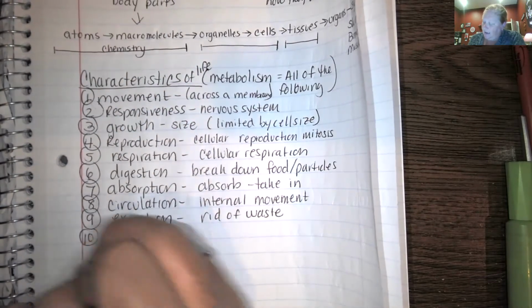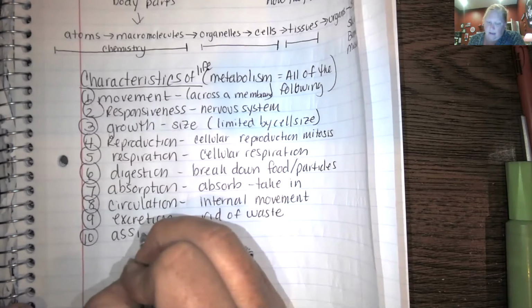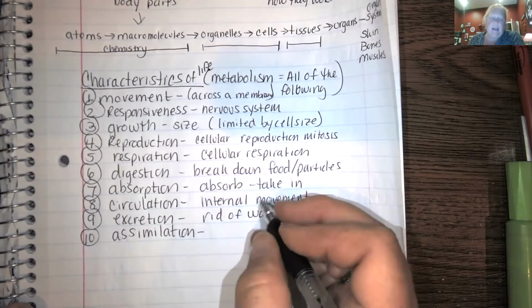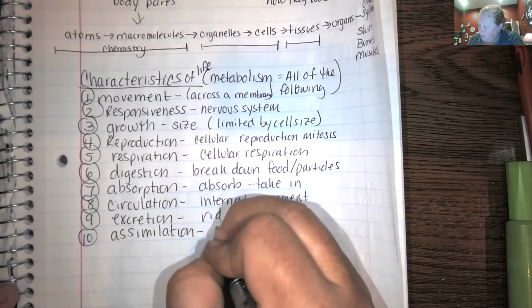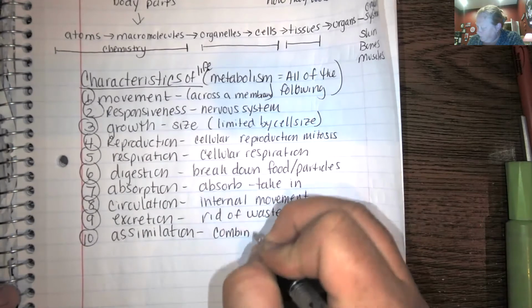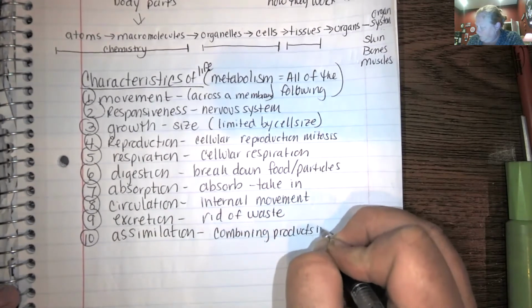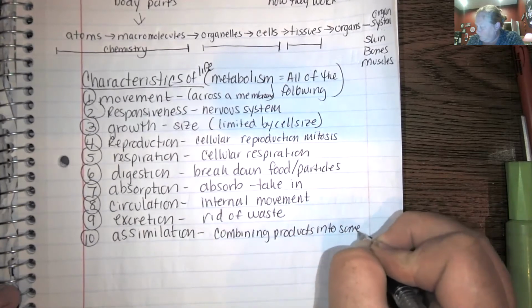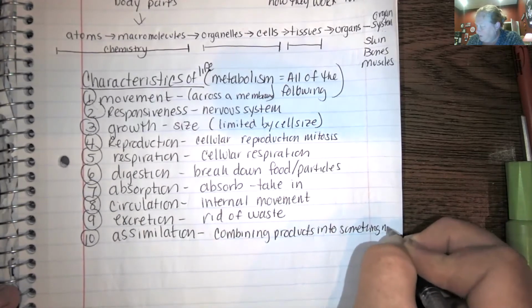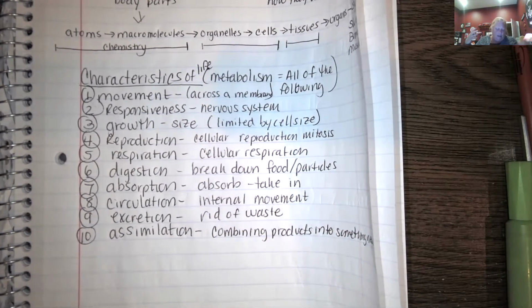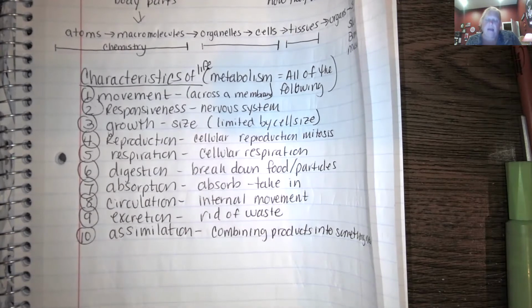And the last one I like to leave is probably the one that you know the least amount. It's called assimilation. And it is combining products into something new. Okay, so stop and think for a second. So I eat a bunch of carbohydrates. I don't burn all of those off. Those extra calories are stored as fat.